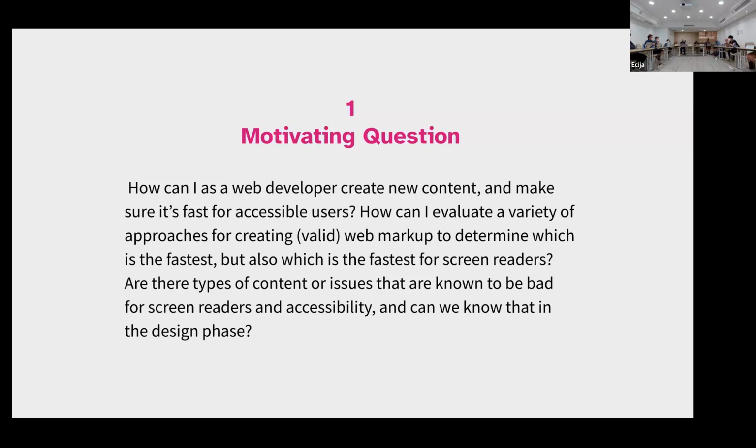But the question we got when we presented our initial work was, hey, I'm a web developer and I'm creating new content and I want to try to make sure not only is it correct for accessible users, but given the choice of different ways to create things, I want to choose a path that's the fast path for accessibility. How can I evaluate new web content for this?